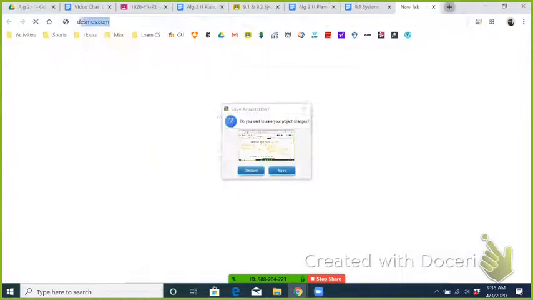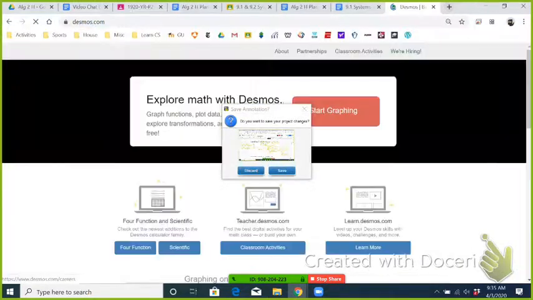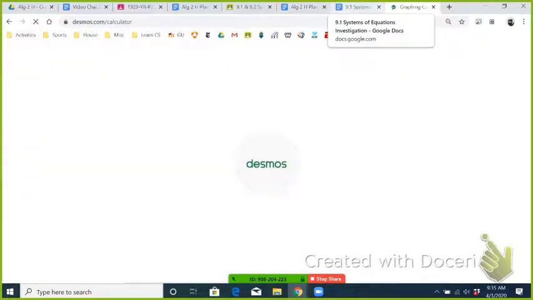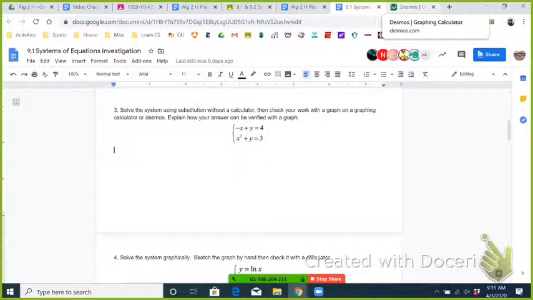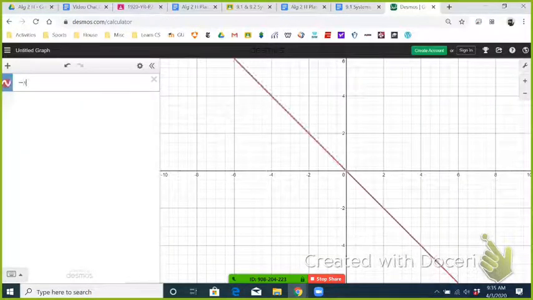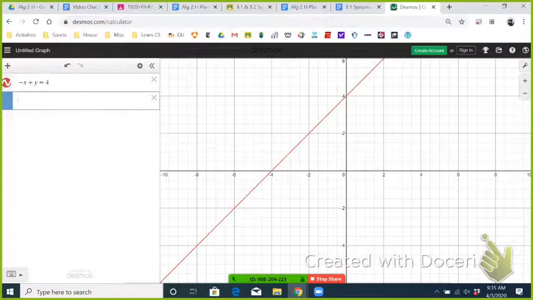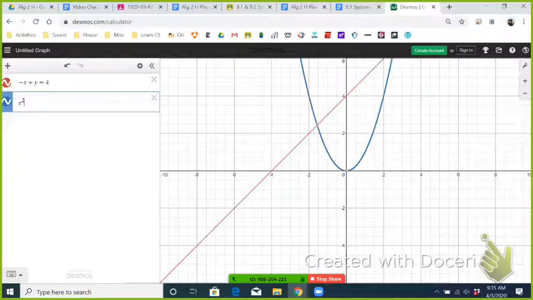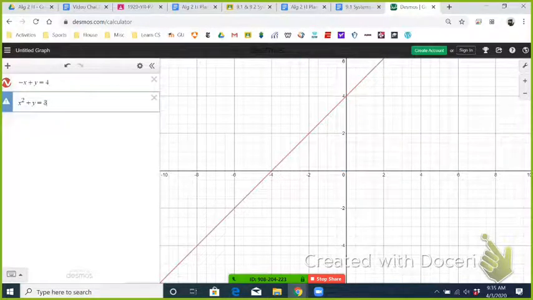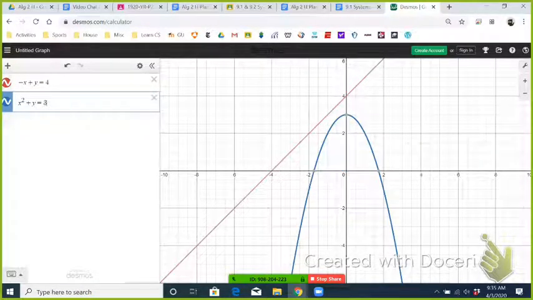So if I just graph these on Desmos real quick, because I don't have my calculator open. Alright, Desmos allows you to type that in without solving for y. So we got negative x plus y equals 4. And then x squared plus y equals 3.